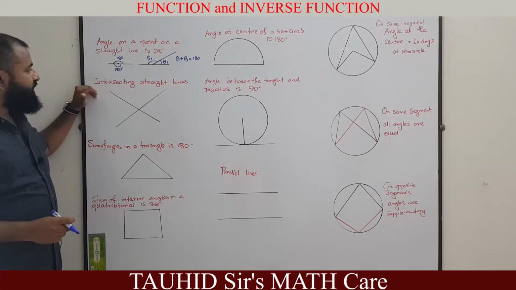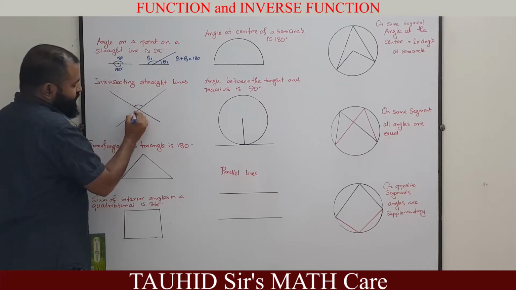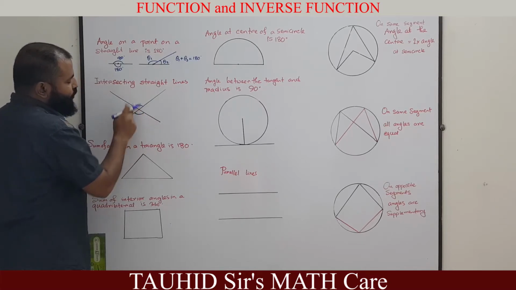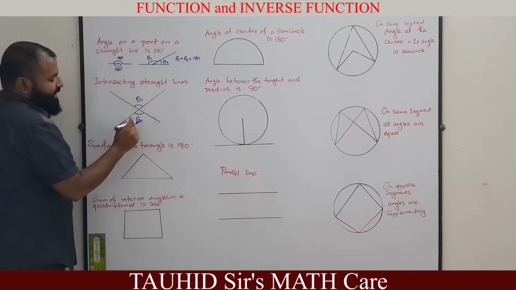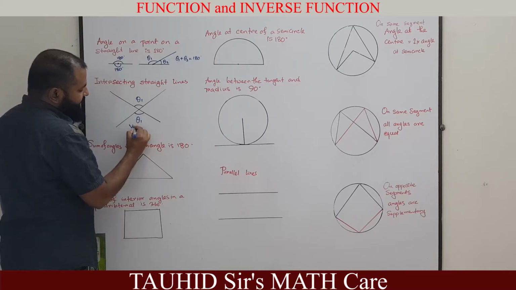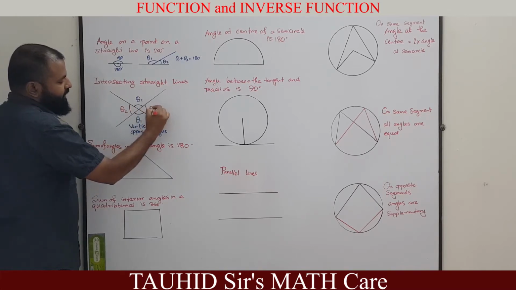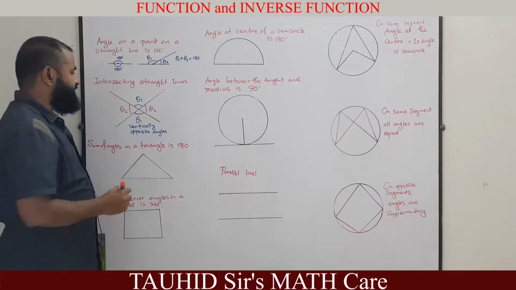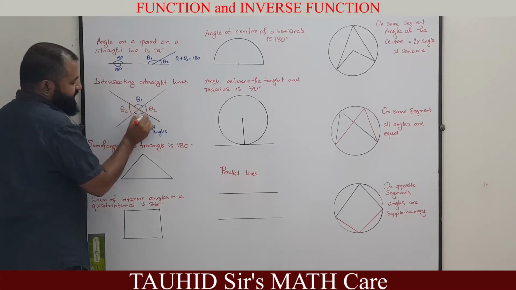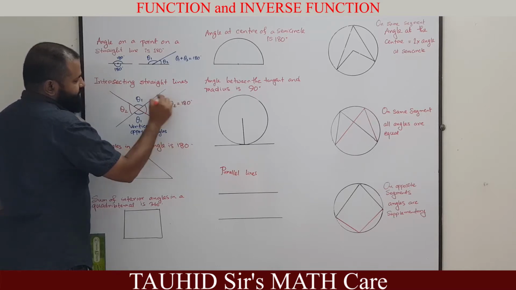Next, intersecting straight lines. If two straight lines intersect each other, then in total 4 angles are created. These two opposite angles are equal. If this is theta 1, this is also theta 1, and these angles are called vertically opposite angles. If we call this angle theta 2, then this angle will also be theta 2, and these are also vertically opposite angles. And if we consider this straight line, angle theta 1 plus theta 2 is 180 degrees.